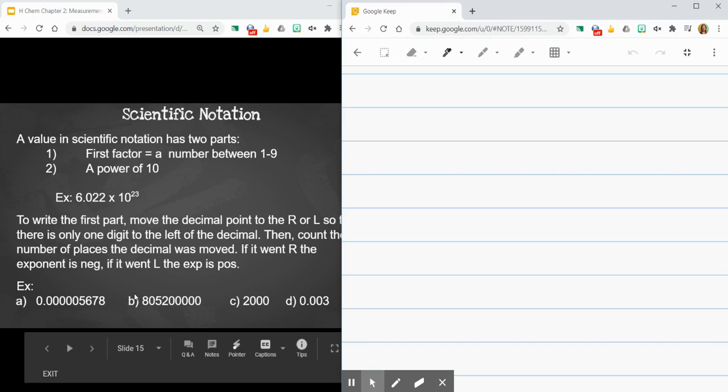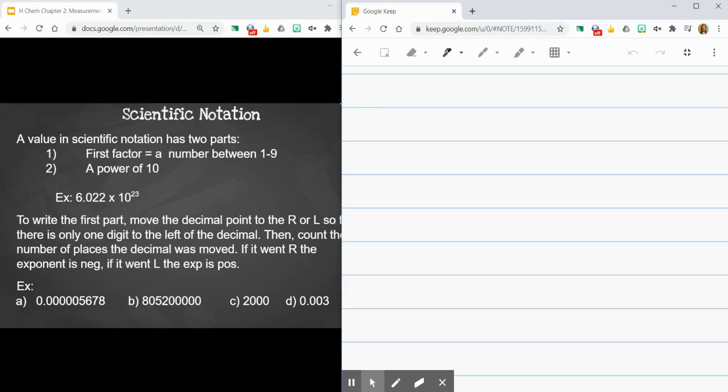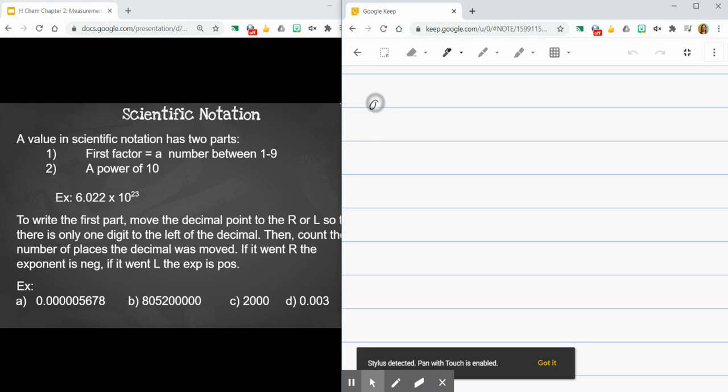Okay, let's do these examples as a review. Okay, so A, we have 0.1234567. All right, so this decimal right here is going to move all the way over in between the 5 and the 6. So we get 5.678 times 10. This is a negative exponent because it's a very small decimal. And we had to move the decimal 1, 2, 3, 4, 5, 6 places. So it's to the negative 6th power.